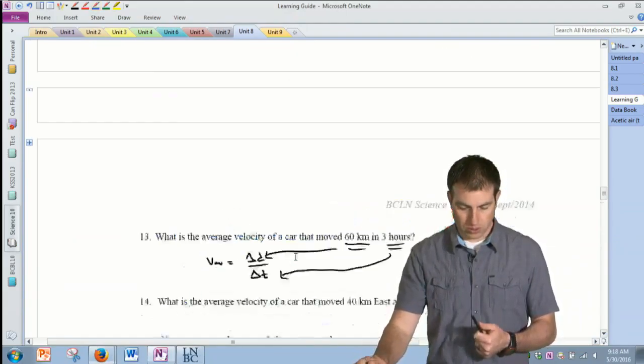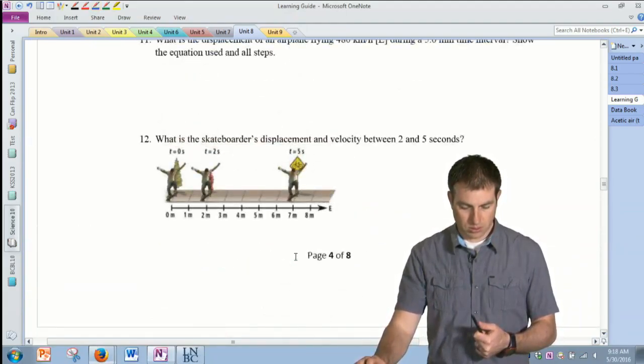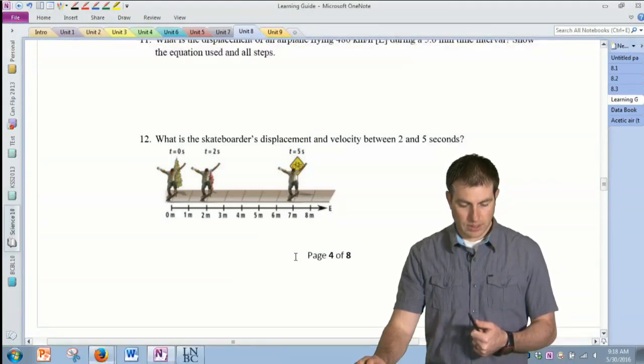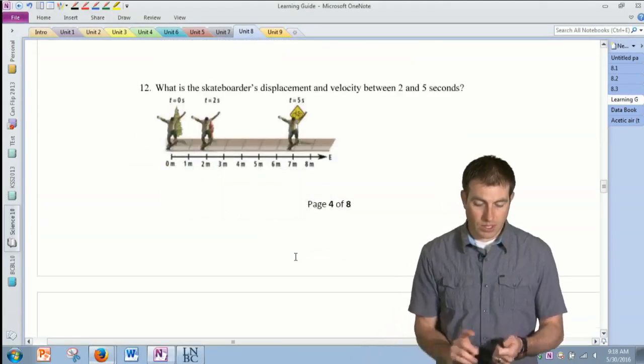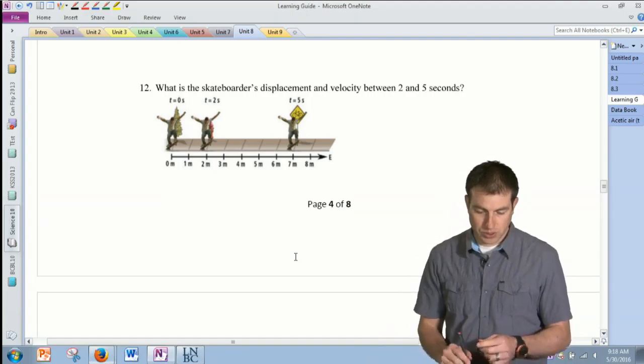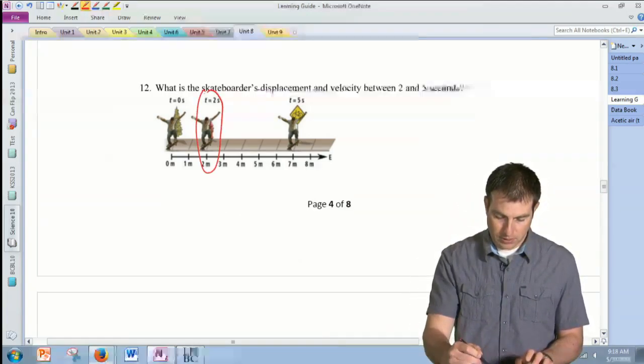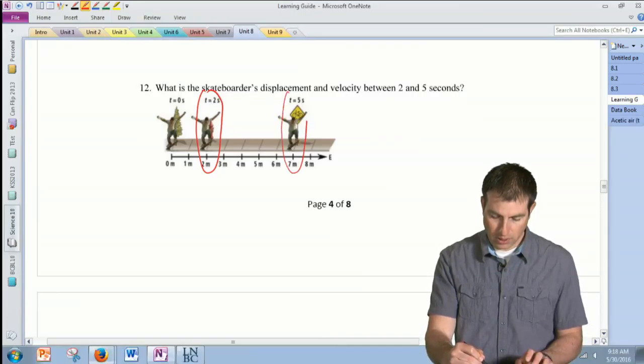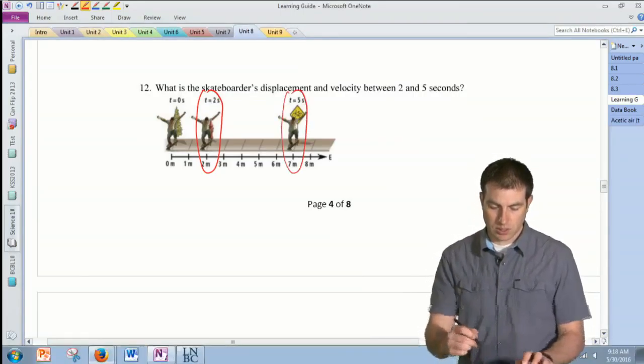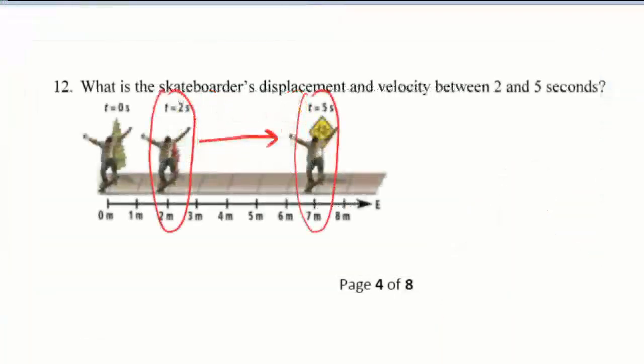Number 12, page 4. Displacement is change in position between 2 seconds and 5 seconds. So here we are at 2 seconds, and here we are at 5 seconds. So this guy went from here, moving across to there. So at 2 seconds, he was at 2 meters, and at 5 seconds, he was at 7 meters.